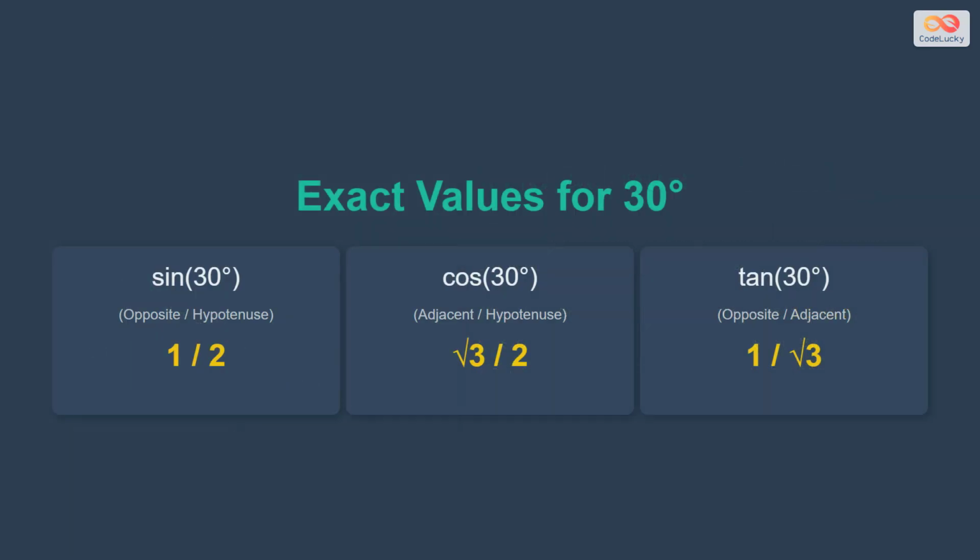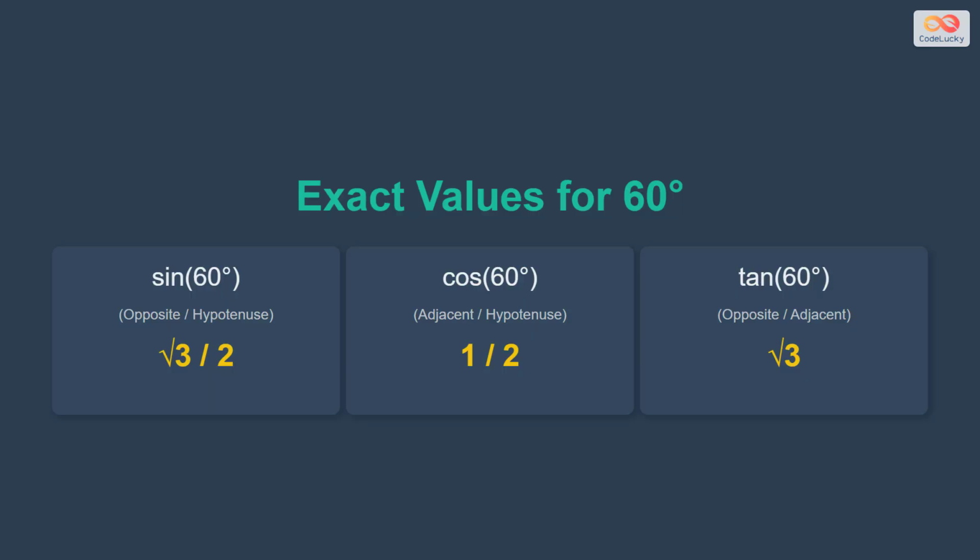Now let's find the trig values for 30 degrees using this triangle. The sine of 30 degrees is opposite over hypotenuse, which gives us 1/2. The cosine of 30 degrees is adjacent over hypotenuse, which is √3/2. And the tangent of 30 degrees is opposite over adjacent, which is 1/√3.